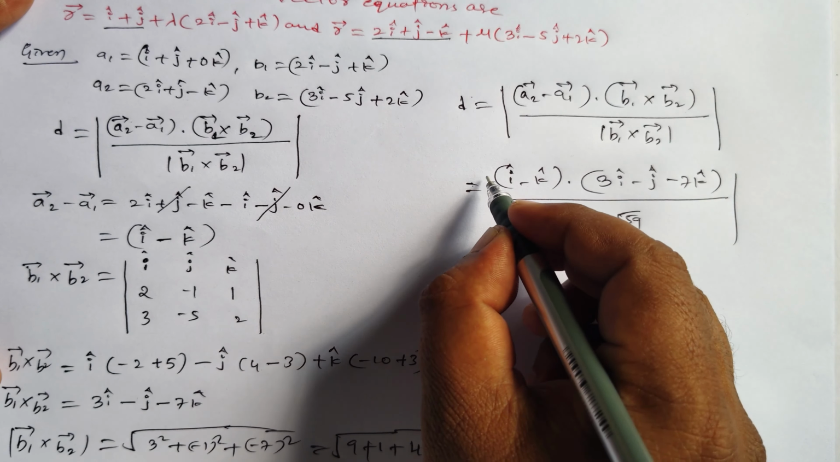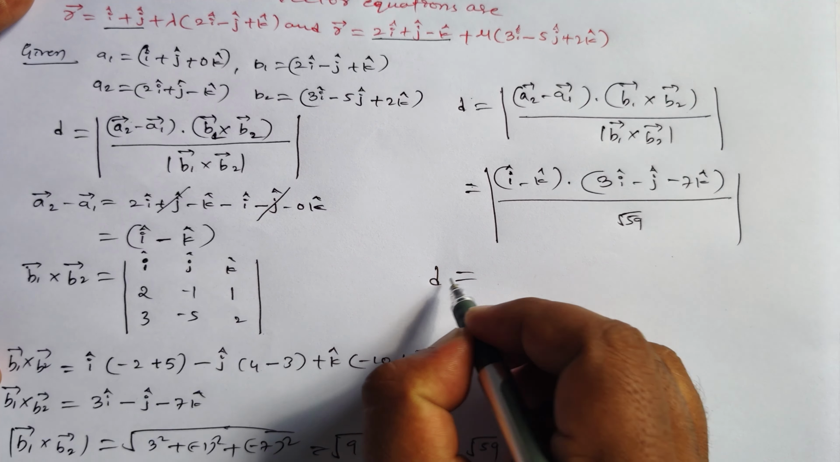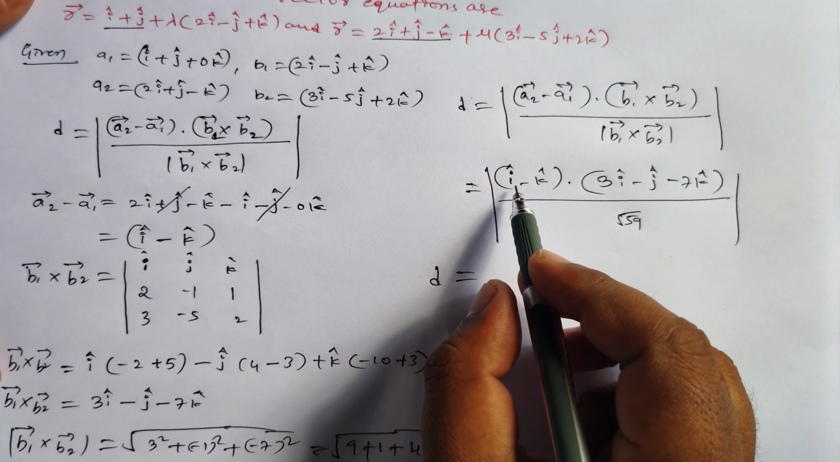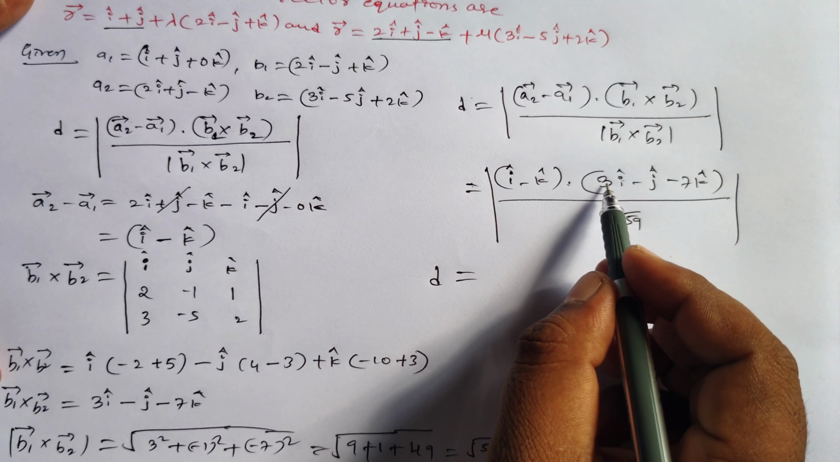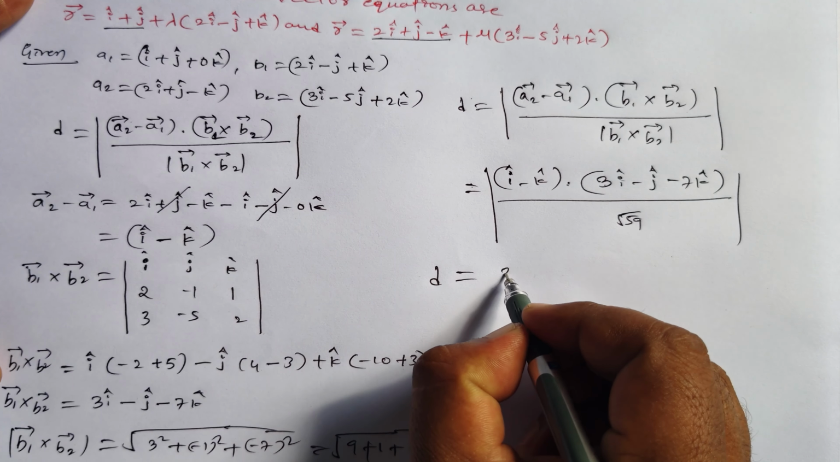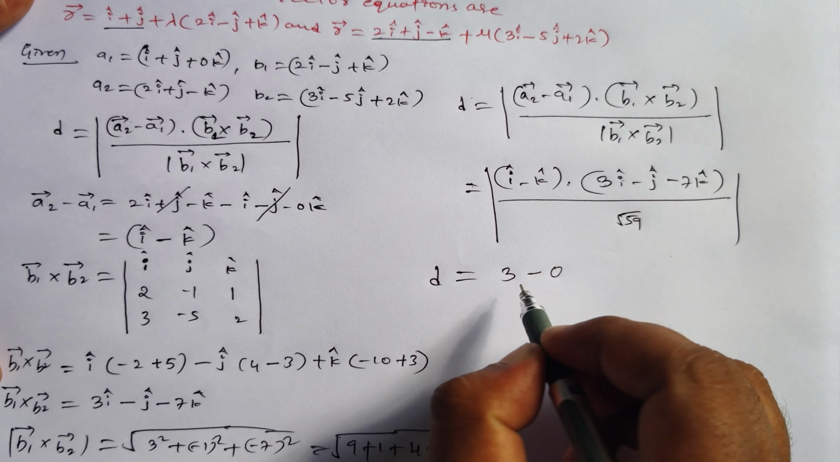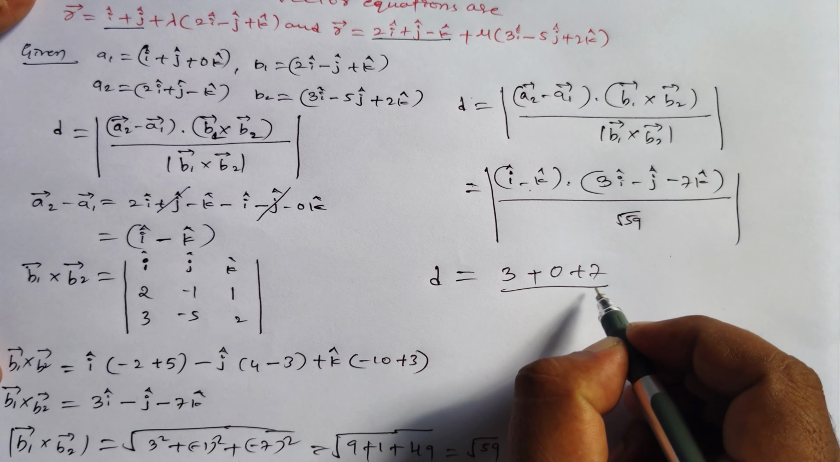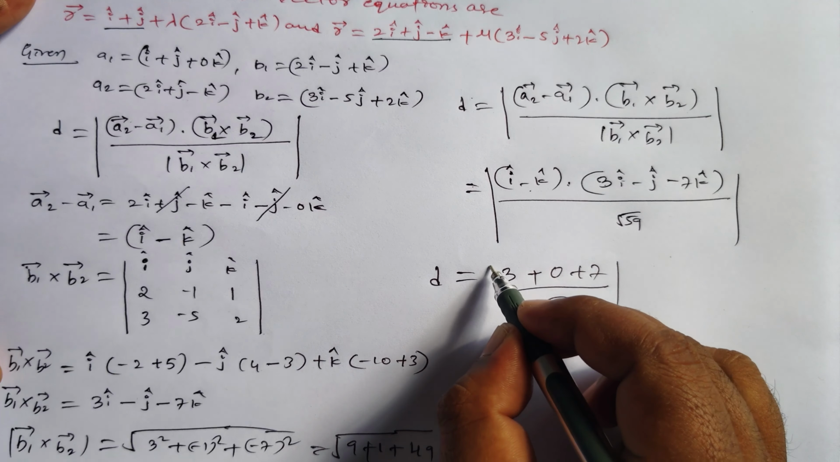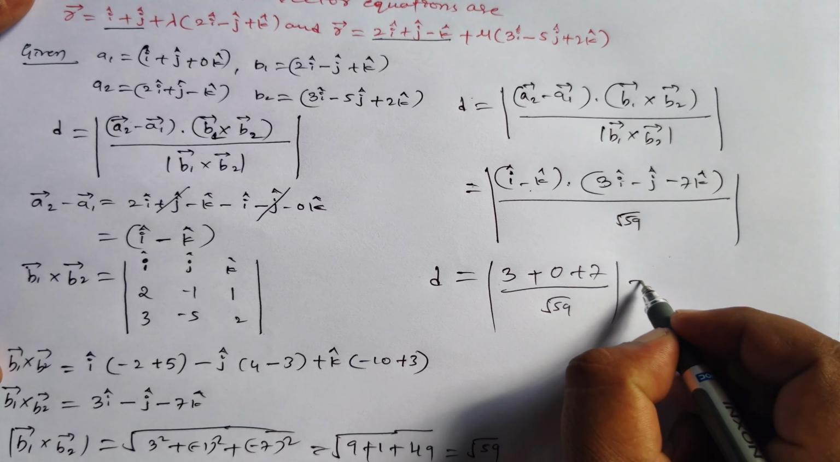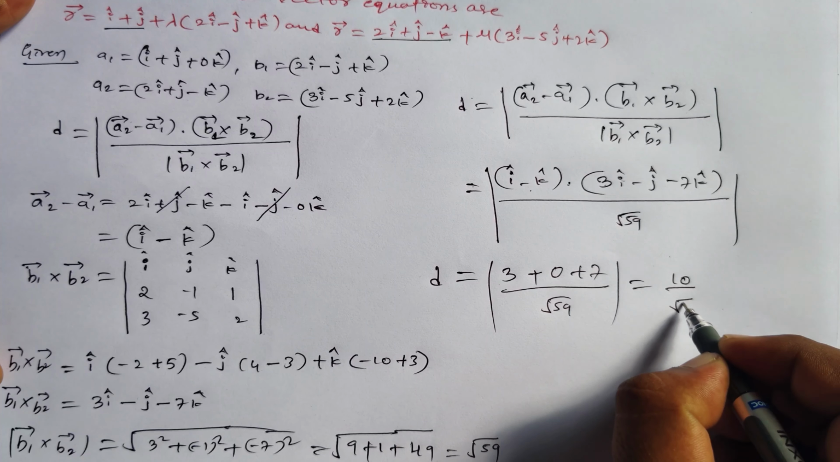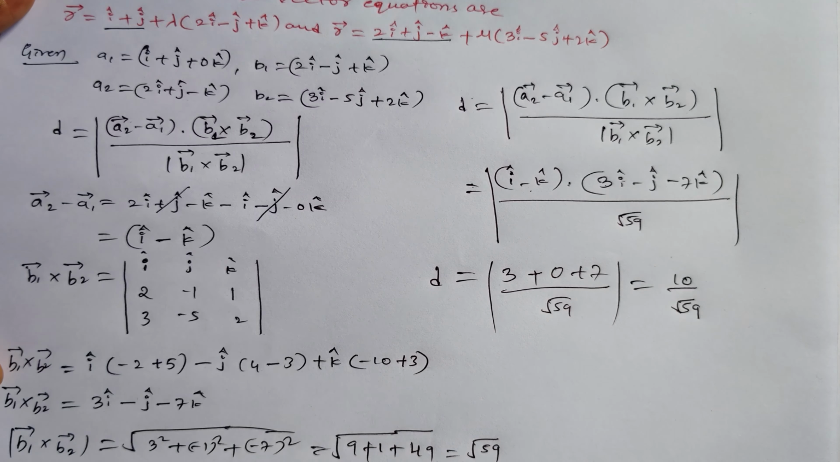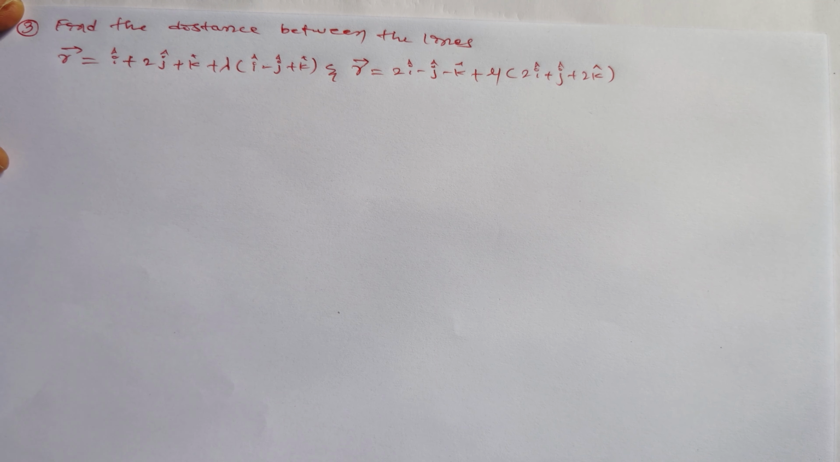Okay, right, D equal to, see, for the dot product we must multiply the coefficients. 3 into 1 becomes 3, here it is 0, right? So next, minus 1 into minus 7 becomes plus 7, divided by root 59. Okay, 3 plus 7 becomes what? 10, so 10 by root 59. Okay, right.